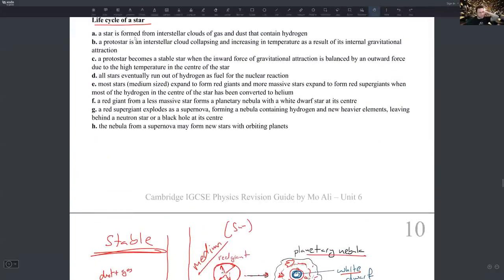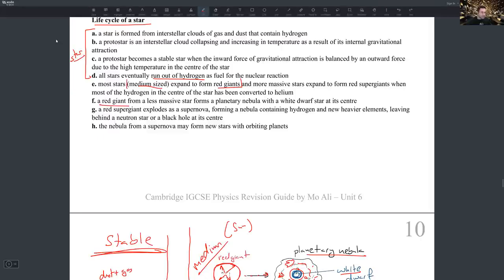So look, a star is formed from interstellar clouds of gas and dust called a nebula. A protostar in the interstellar cloud collapses, increasing in temperature due to gravity. A protostar becomes a stable star when, as we said before, the inward force of gravity is balanced by the outward force due to the high temperature at the center of the star. And then it runs out of fuel. So this is the formation of the star. This is common for everything. Here, it depends: medium-sized stars become red giants.